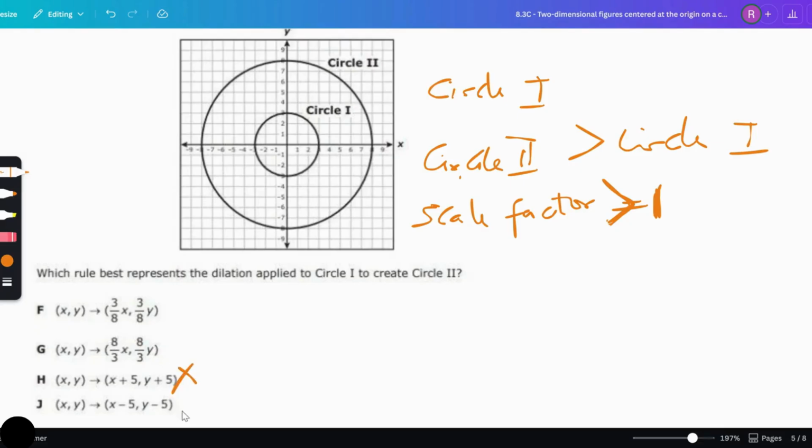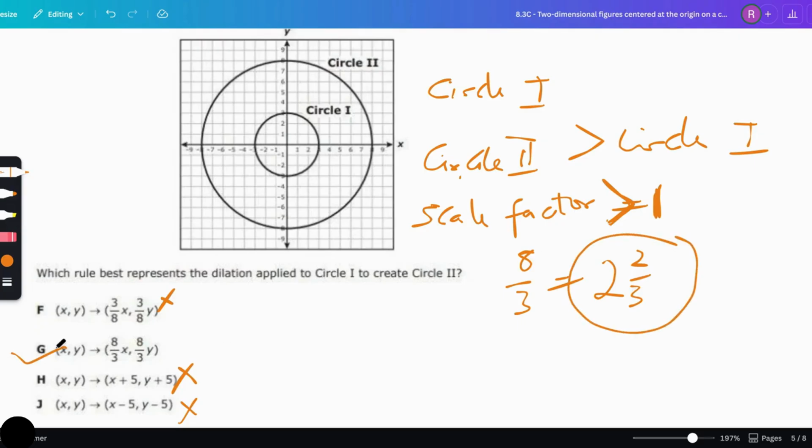So it's not addition and it's not subtraction. We are multiplying. 3/8 is less than 1, so it is not this. 8/3 is greater than 1 because 8/3 will be 2 whole then 2/3. This is greater than 1, so the answer is G.